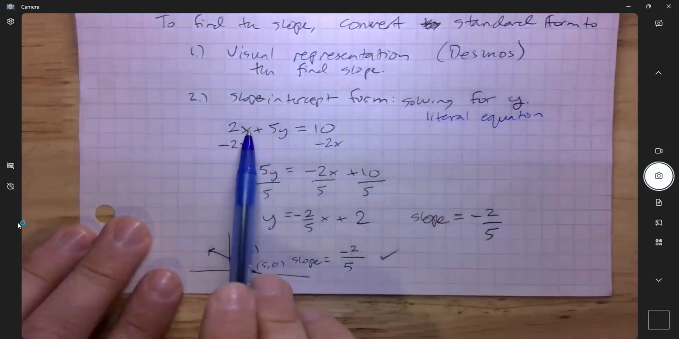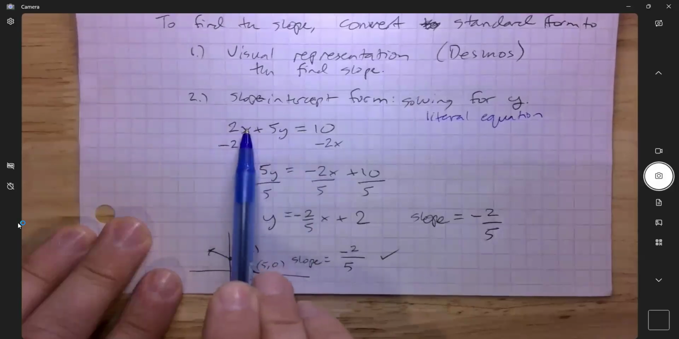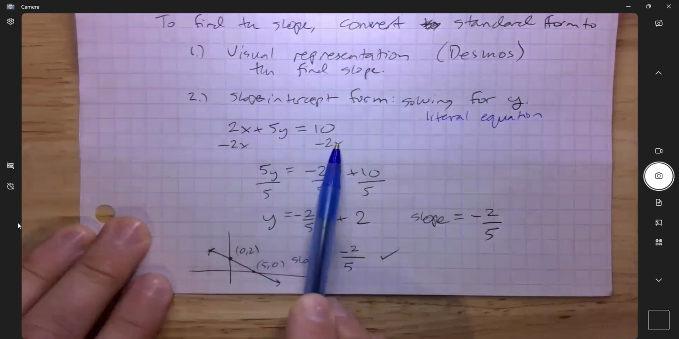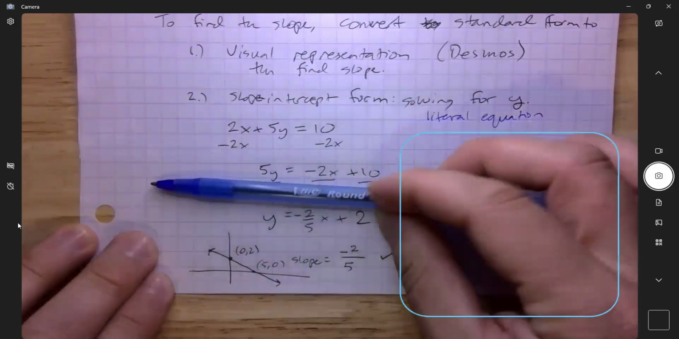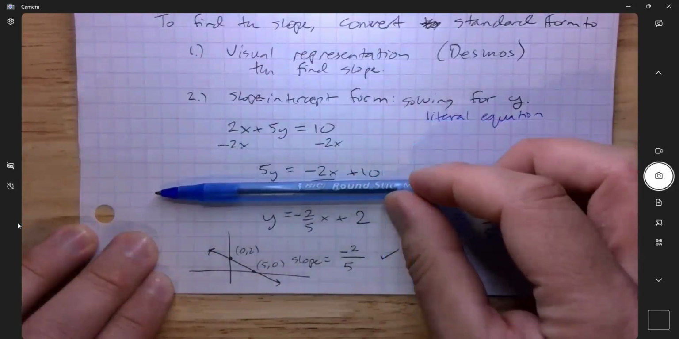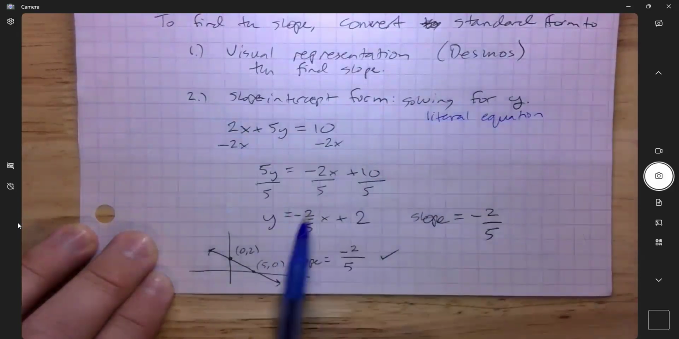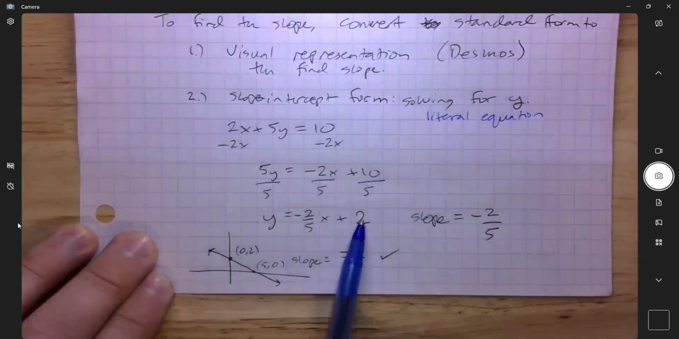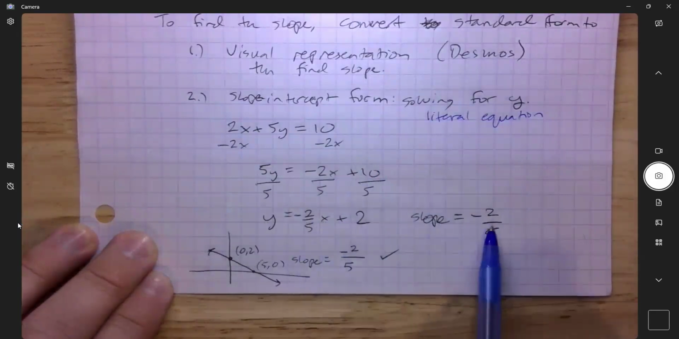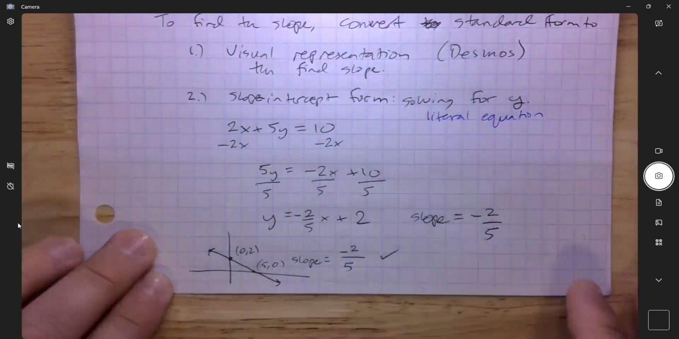So I'm going to solve 2x plus 5y equals 10 for y. Treat 5y as a whole term, subtract 2x from both sides, and I get 5y equals negative 2x plus 10. Then divide both sides by 5, and I have y equals negative 2/5 x plus 2. And the slope is negative 2/5, just like my Desmos picture showed me.